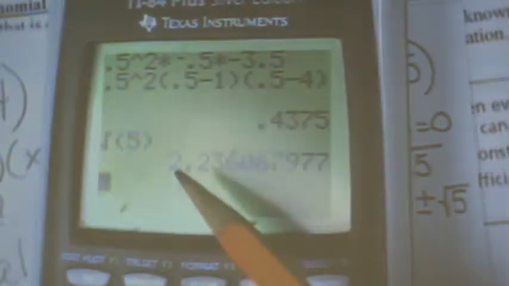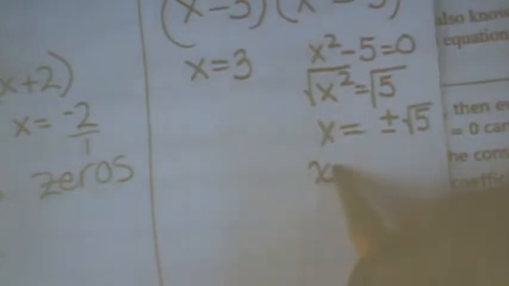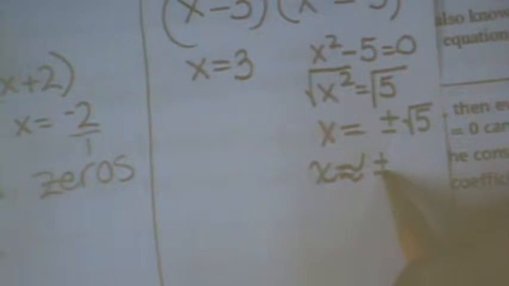This number is a crazy number. It goes on and on and on. It doesn't repeat. It doesn't end. It's an irrational zero. So this is an exact answer. This is approximately, we do a squiggly line, plus or minus 2.2. So when I go to graph this one, I'm going to put a dot at 3, and a dot at about 2.2 and negative 2.2 right there.